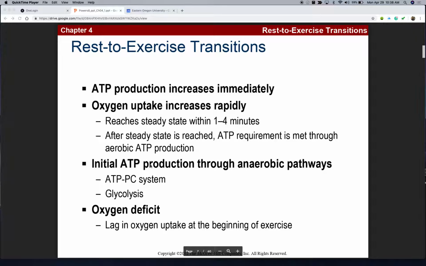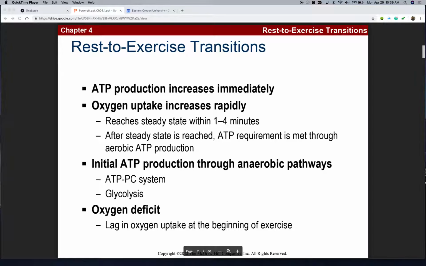Okay? So after steady state is reached, the ATP requirement is met often through aerobic ATP production. But that doesn't mean that anaerobic means of producing ATP are completely shut off. Okay? Have we talked about how metabolic systems stack on each other? So to go 7-minute mile pace, aerobic, and maybe this much anaerobic, right? So this is going to meet 7-minute mile pace, right? So it's not like this shuts off.